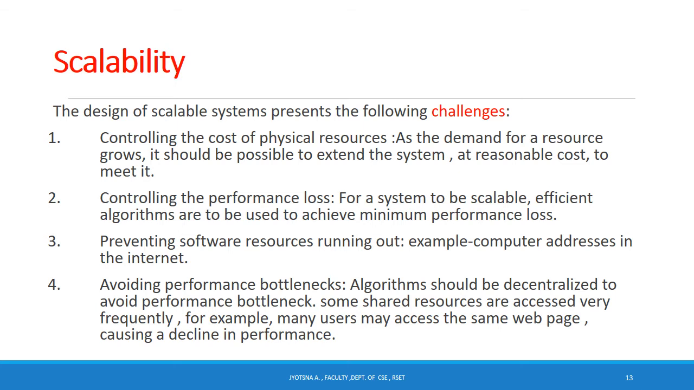Controlling the cost of physical resources means as the demand for a resource grows, it should be possible to extend the system at reasonable cost to meet it. Controlling the performance loss: for a system to be scalable, efficient algorithms are to be used to achieve the minimum performance loss. Preventing the software resources running out, like the IP addresses in the internet. Avoiding performance bottlenecks: algorithms should be decentralized to avoid the performance bottleneck. Some shared resources are accessed very frequently. For example, many users may access a web page causing a decline in performance.